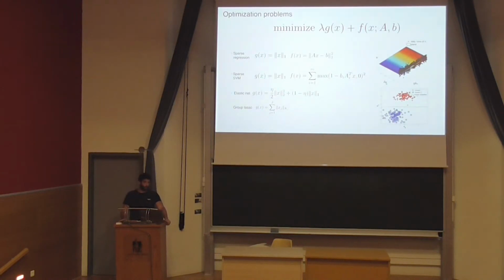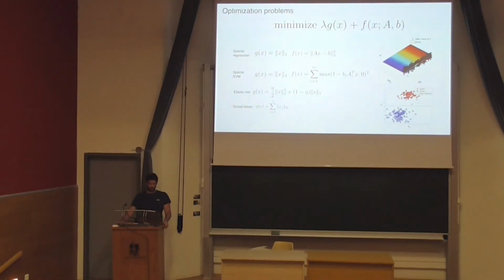So we have to minimize the sum of two functions, the function g and the function f. Lambda is a parameter that controls the trade-off between g and f. And usually f is some fidelity function, a loss function. For example, it can be the least squares function or the support vector machine function. And g is some regularizer.